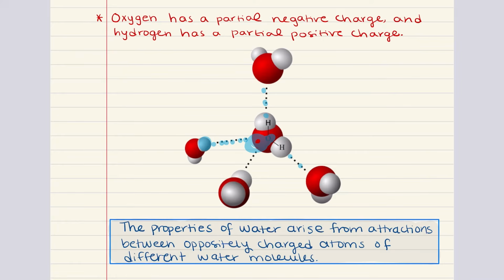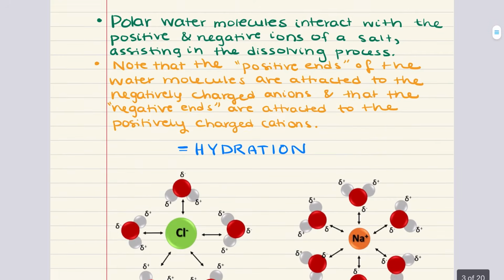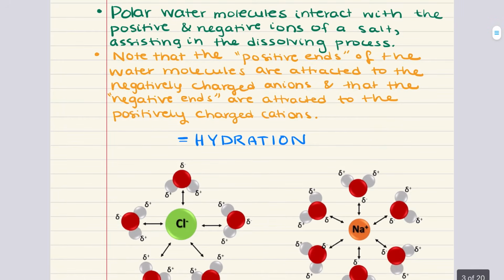And so what you have here is the positive ends of the water molecules are attracted to the negatively charged anions, and the negative ends are attracted to the positively charged cations when we start to think about water interactions with ions. And this process is called hydration. So that was kind of a fun fact.